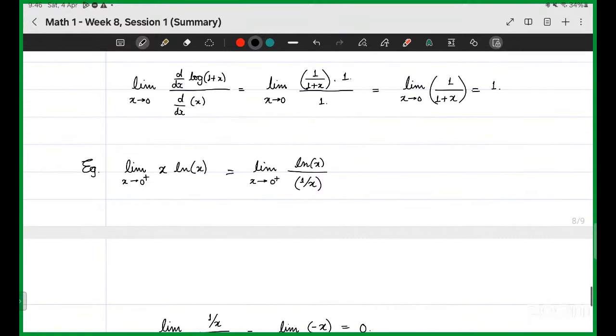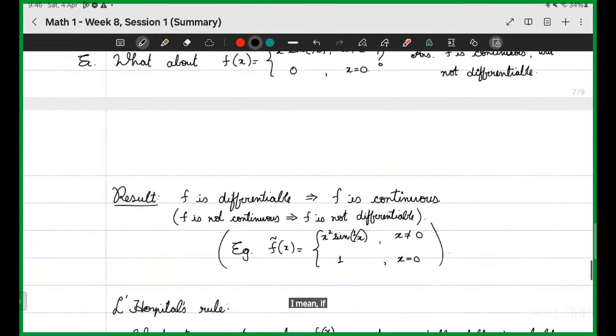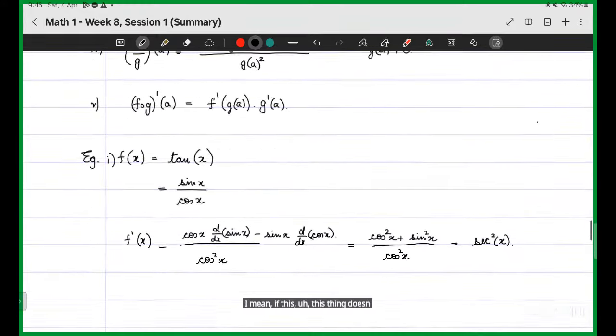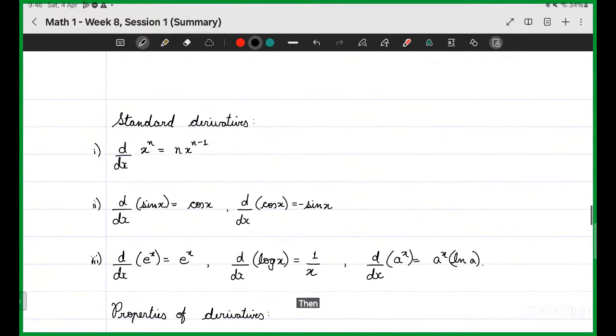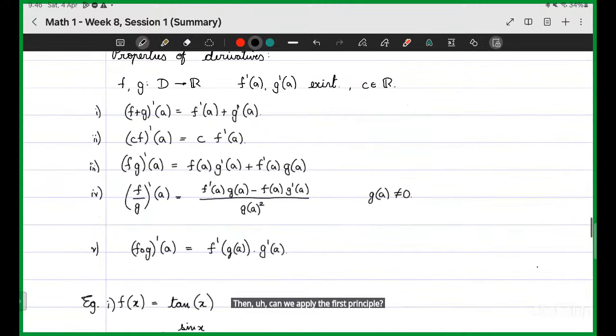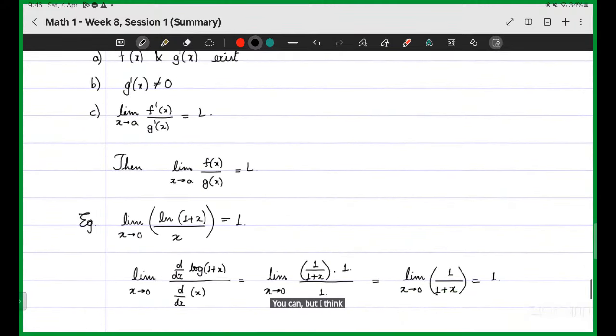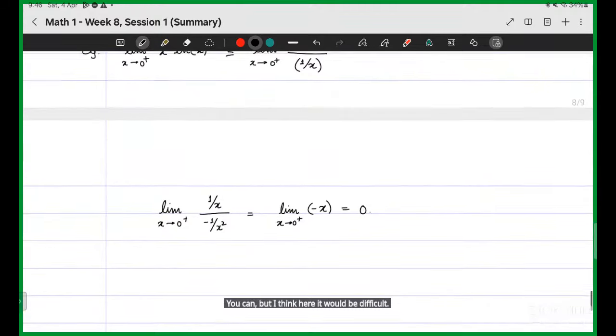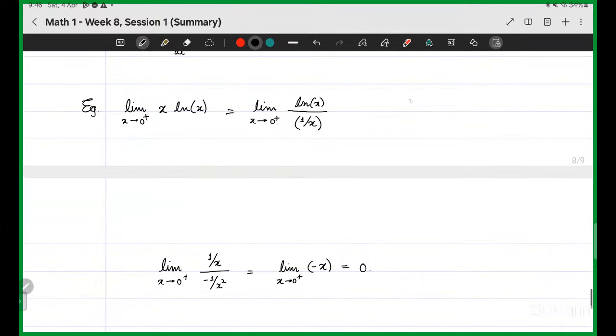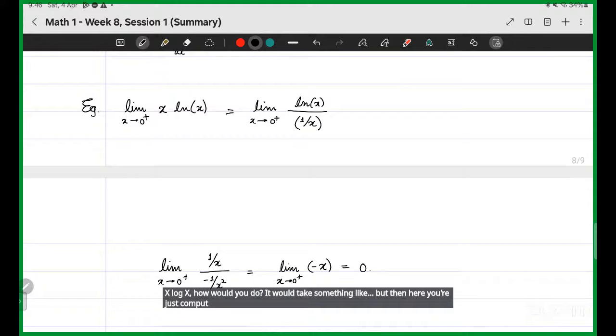Sir, if this thing doesn't come to our mind, then can we apply the first principle to solve the problem? You can, but I think here it would be difficult. Okay. X log x, how would you do it? Here you're just computing the limit. You don't know the function value at that point. Here you're not computing the derivative of this. I'm not even asking if the derivative of this exists. We are just at the limit level.